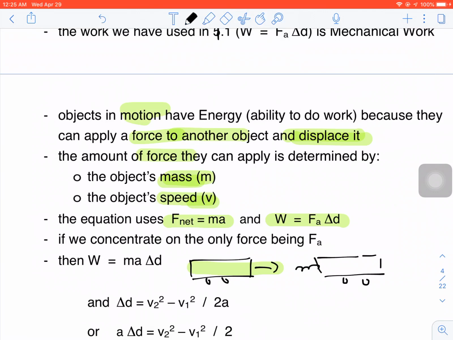Now, if I look at work equal to force times distance here, and I'm only going to focus on the applied force being the only force, then F net equals Fa. And if F net is equal to Fa, then I can substitute it in here to give me work is equal to mass times acceleration times delta D.